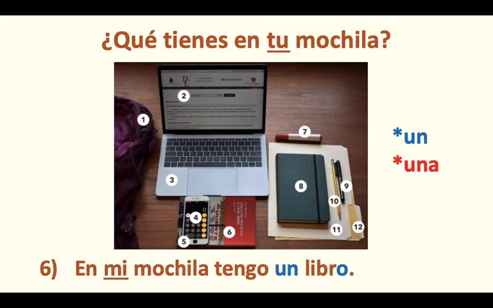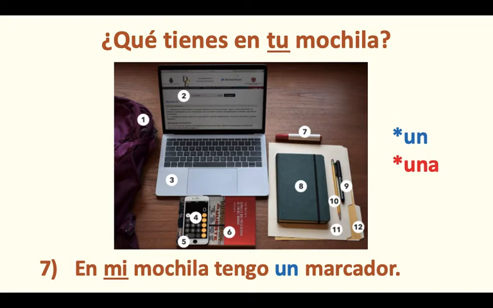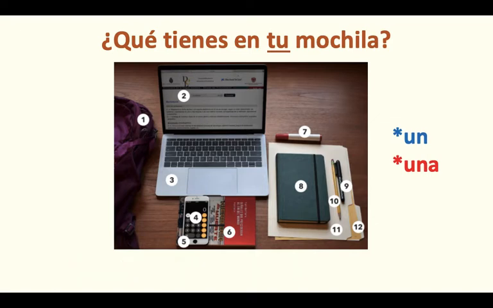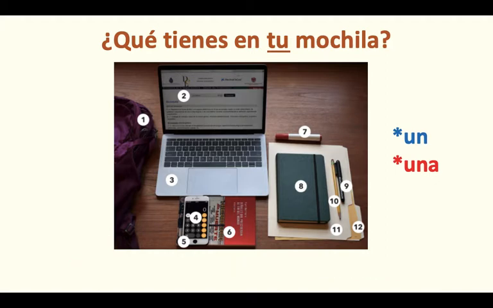Bien, en mi mochila tengo un libro. ¿Qué tienes en tu mochila? 7. En mi mochila tengo un marcador. ¿Qué tienes en tu mochila? 8. En mi mochila tengo un cuaderno. They're calling that a type of a notebook. I'm sure it's blank paper inside. ¿Qué tienes en tu mochila? Número 9.